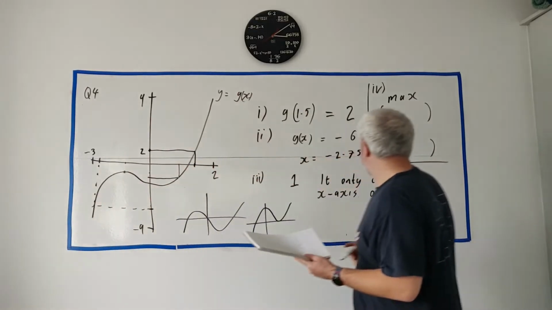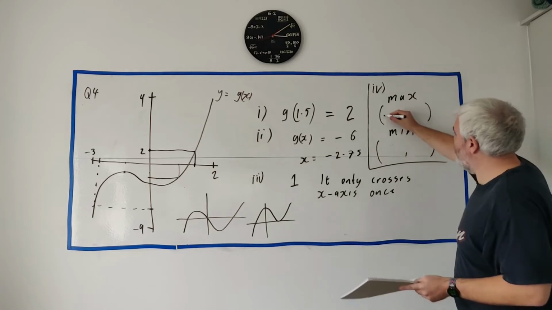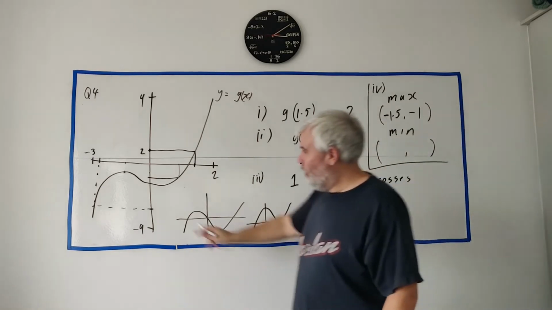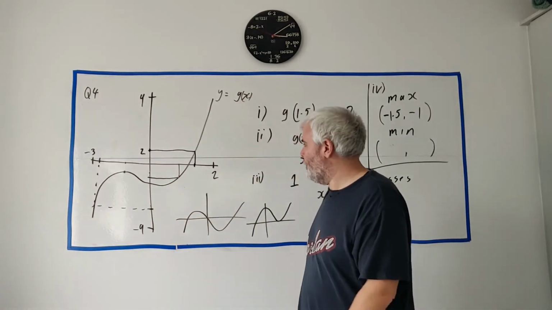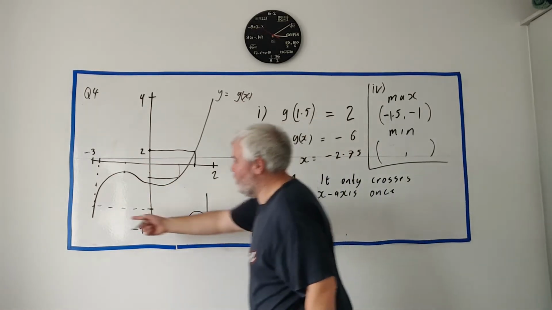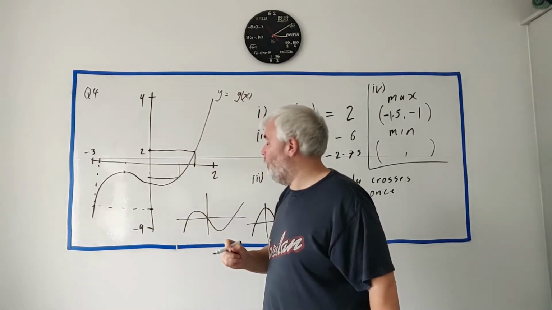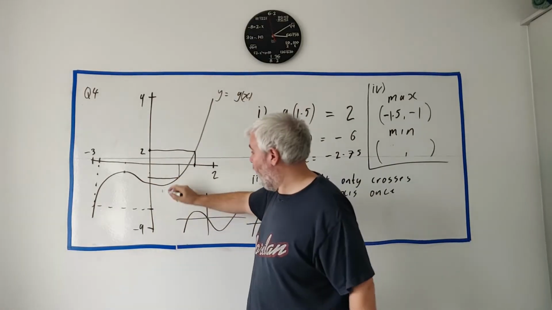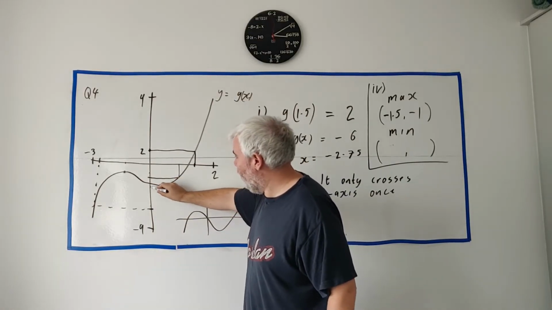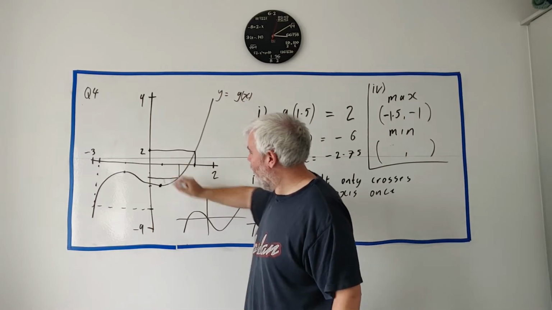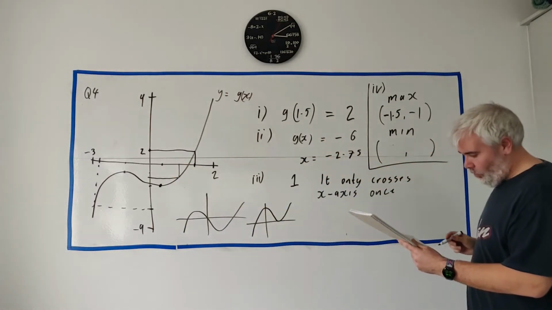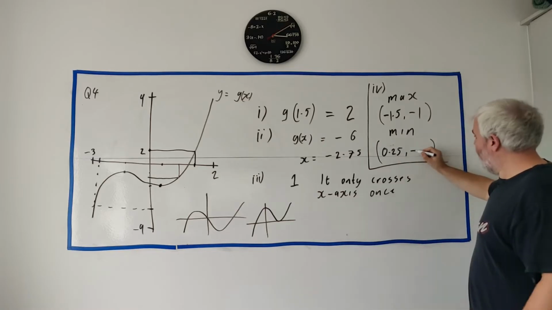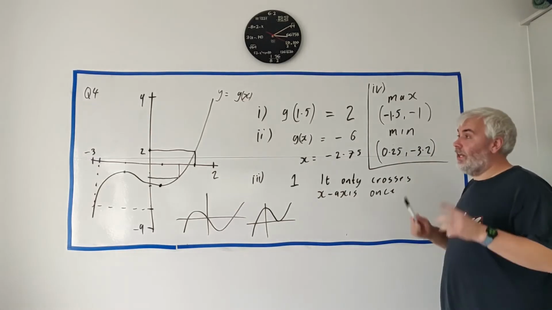My estimate for the max is minus 1.5 and minus 1. That looks like roughly where the hill is to me. And the minimum, again, this is really small down here, but it's not the local minimum. The local minimum is the bottom of a valley or an upside down hill. So that'd be around about here. Again, we're trying to find the x number and the y number. And from my notes, it is 0.25 and minus 3.2.